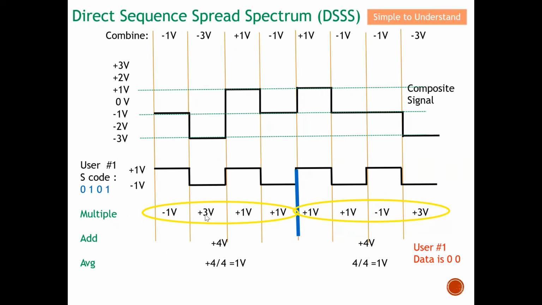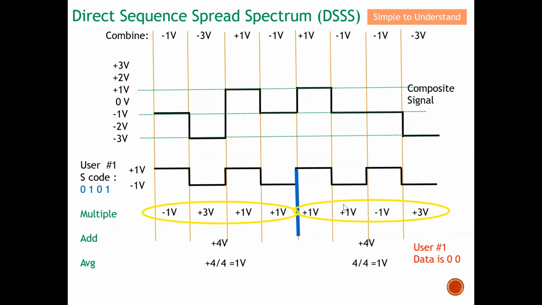Okay, so next, what I need to do is add all these, because I know the spread code is 4-bit. So I will add the 4 bits of data together. So -1 becomes 2, 3, 4. So I actually obtain 4 volt. And because the spread code is 4-bit, I divide by 4, which gives me 1 volt. You can still remember that for 1 volt, the data is actually 0.